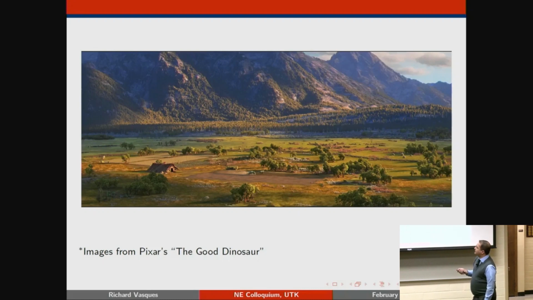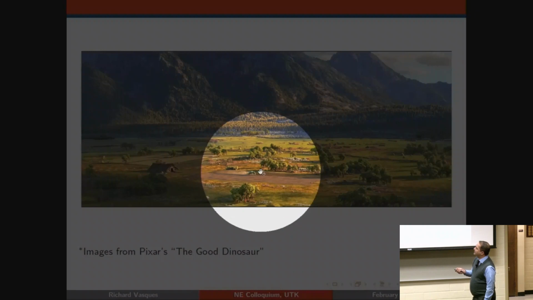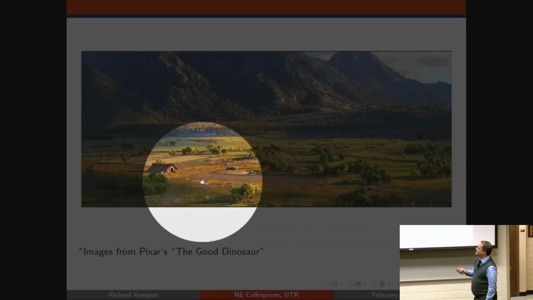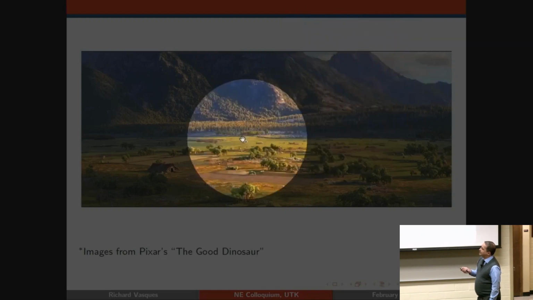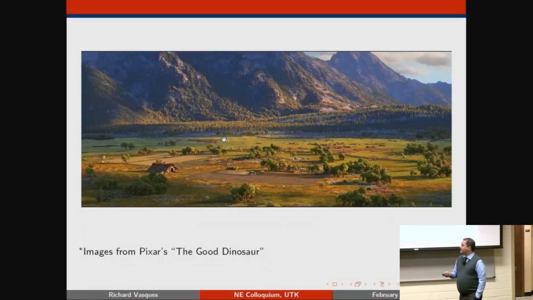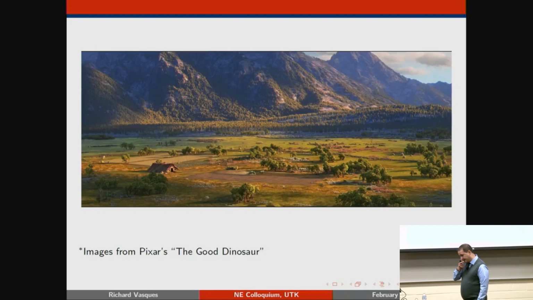If you saw the movie, you'll probably recognize at the bottom there is a little dinosaur. This is a farm in the movie. But other than that, the landscapes are breathtaking, and the clouds and everything there is CGI rendered.